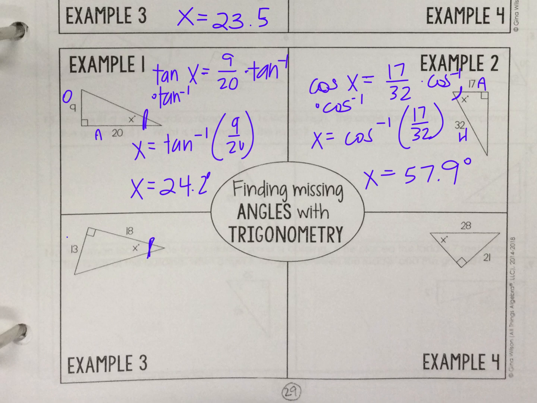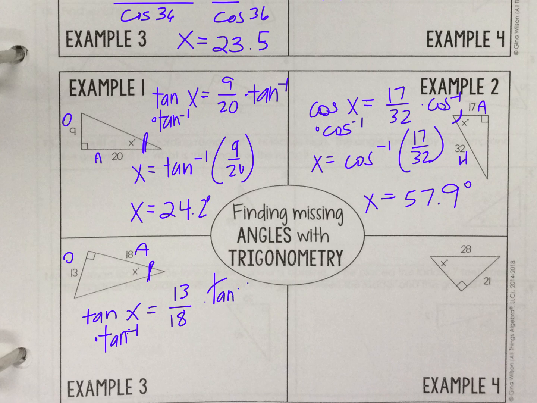Example 3, I've got an opposite and adjacent. The tangent of x equals opposite over adjacent. I'm going to multiply by the inverse, tan to the -1. So I'm going to say x equals tan -1 of 13/18. Type that in your calculator, and you will get 35.8.